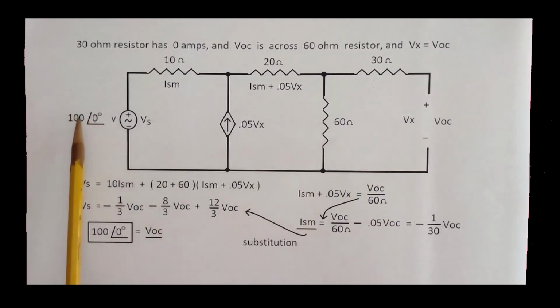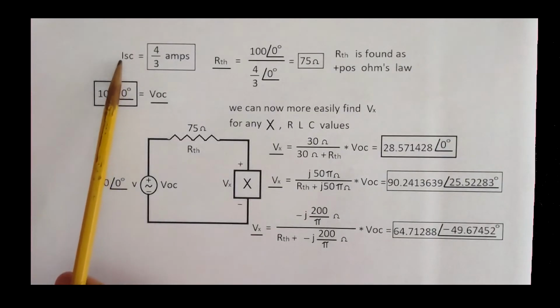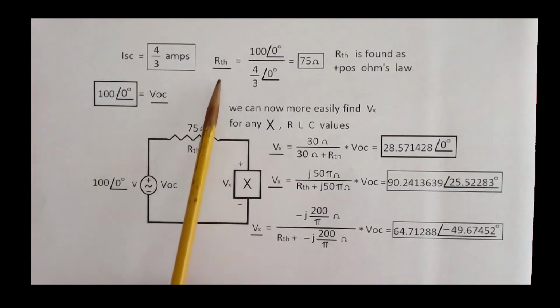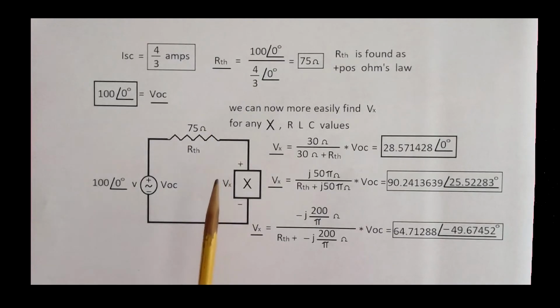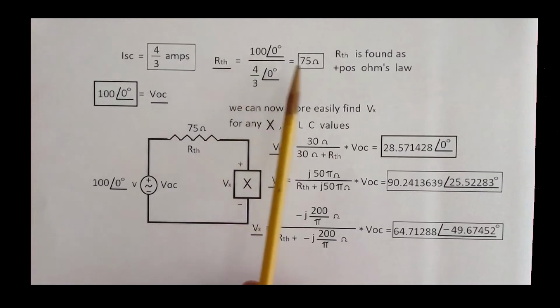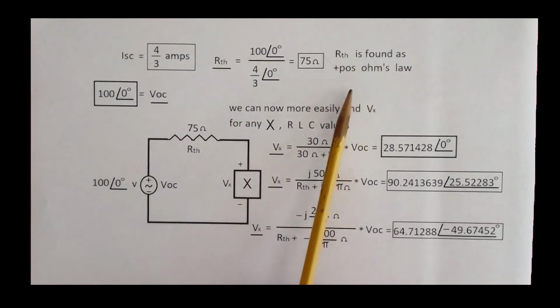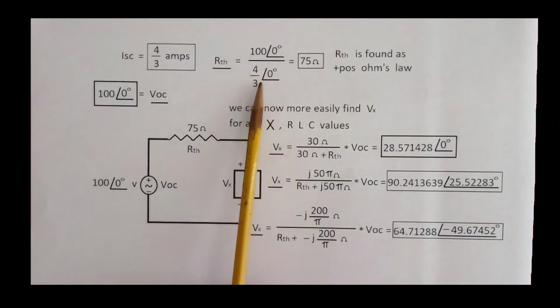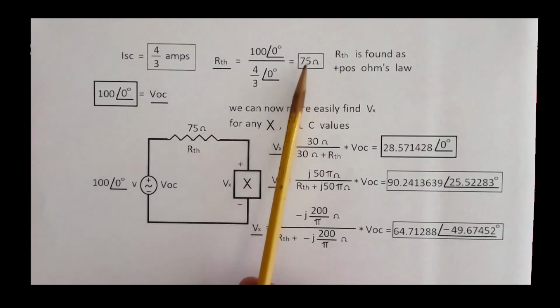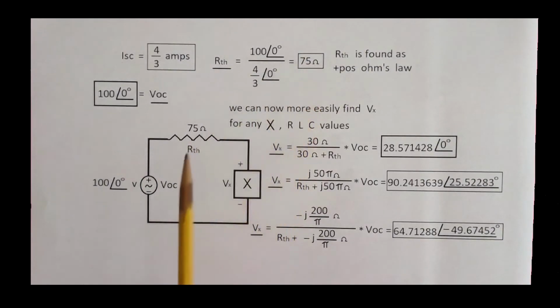VOC is equal to Vs in the Thevenin equivalent. I repeated the values here, ISC and VOC, for reference. We can calculate the Thevenin resistance, VOC divided by the short circuit current, and because of the polarity and the short circuit current arrow directions, we have a positive Ohm's law, and we find that number I pointed out before. Interesting. 75 ohms is the Thevenin resistance.